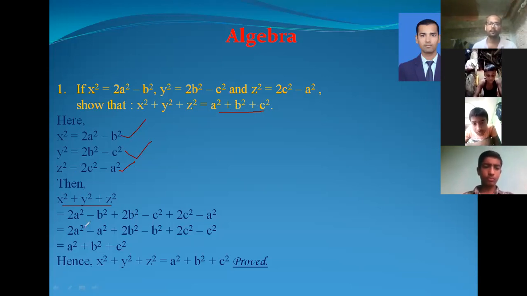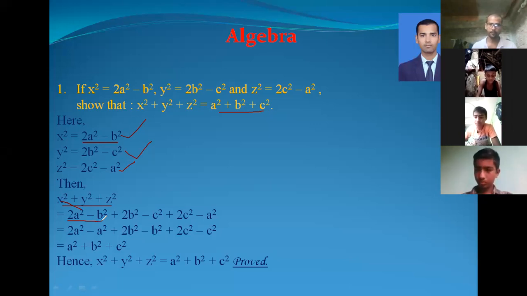Now we are going to replace the value of x square. Here you can see the value of x square is 2a square minus b square. At the place of x square we replaced the variable by its value, 2a square minus b square.